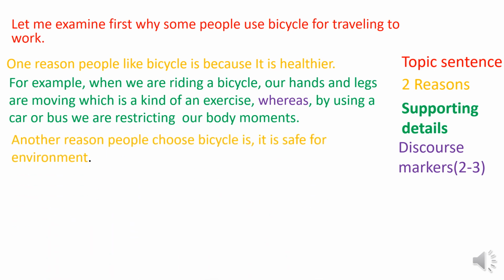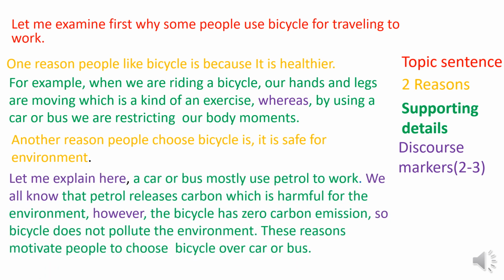I would say another reason people choose a bicycle is that it is safe for the environment, and then I will explain my reasons by saying, let me explain here. A car or bus mostly uses petrol to work. We all know that petrol releases carbon, which is harmful for the environment. However, the bicycle has zero carbon emission, so a bicycle does not pollute the environment. These reasons motivate people to choose a bicycle over a car or bus.